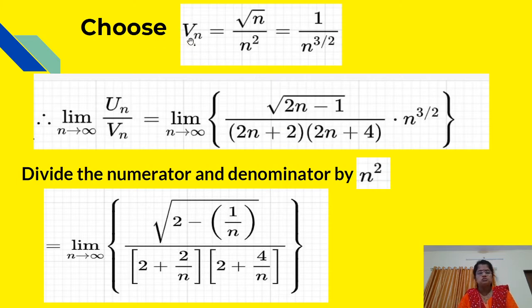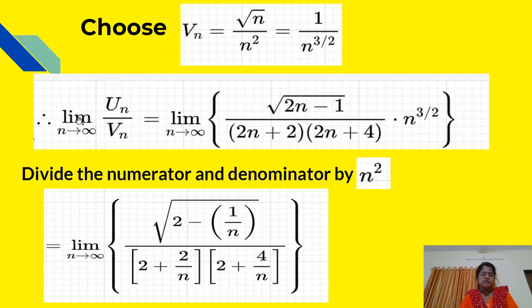Now we will choose Vn is equal to under root n upon n square. Under root n means n raised to half, which is the highest degree of n in the numerator of un, and n square is the highest degree of n in the denominator of un. And we will take the division of both, and that is 1 upon n raised to 3 by 2, and therefore we will choose Vn is equal to 1 upon n raised to 3 by 2.